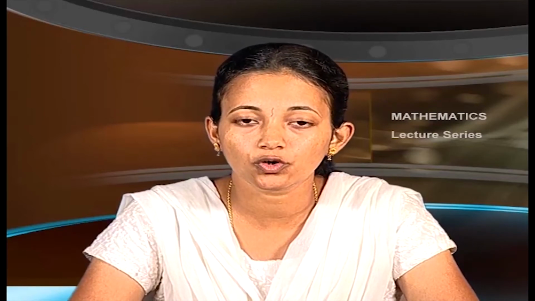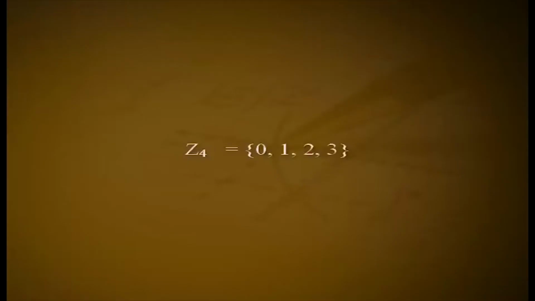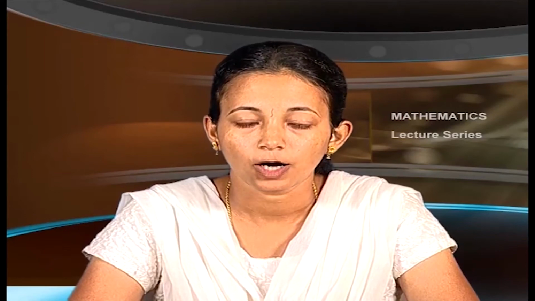Example 4. Show that the binary structure Z_4, addition modulo 4, is isomorphic to U_4, dot. Solution. This can be treated as a special case of the previous example, but we give details. Note that Z_4 is equal to the set 0, 1, 2, 3. Consider the map phi from Z_4 to U_4 defined by phi of 0 is equal to 1, phi of 1 is equal to i, phi of 2 is equal to minus 1, phi of 3 is equal to minus i. Clearly, phi is 1 to 1 and onto.